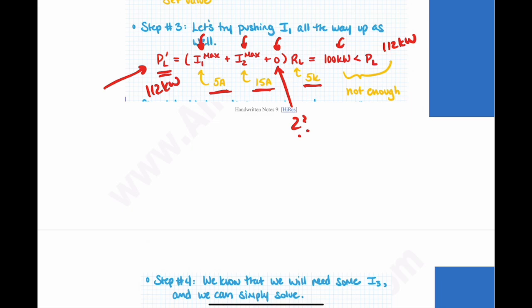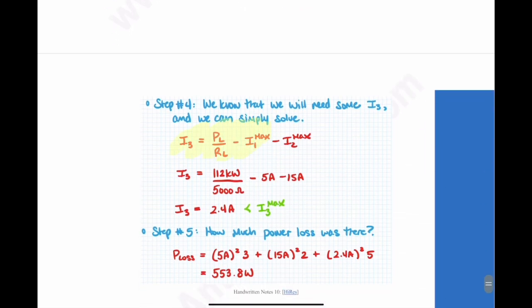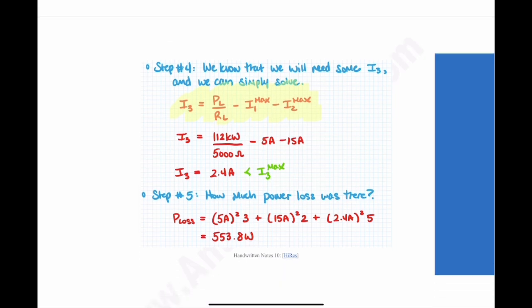So we invert this equation and generate that which is shown here. We substitute in the values that we know. Again, 112 kilowatts, 5,000 ohms, our 5 amps, our 15 amps, and we end up with I3 needing to generate 2.4 amps. And that's good because it's less than our maximum. Now, if this were asking I3 to give us 6 amps, then what would that mean? There would be no physically realizable or feasible solution to this problem. But that's not the case, right? It's lower than the threshold.